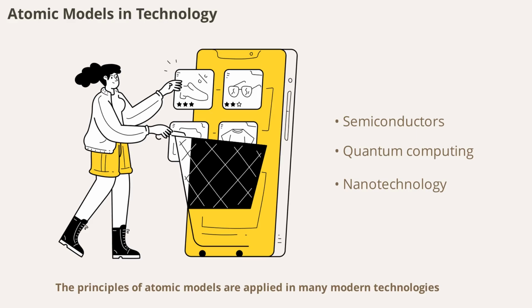Principles of atomic models are applied in many modern technologies. Semiconductors, transistors, and integrated circuits all rely on our understanding of atomic structure and electron behavior. Advances in nanotechnology and quantum computing are also based on the manipulation of atoms and electrons at the smallest scales. Atomic theory continues to drive innovation in science and engineering.